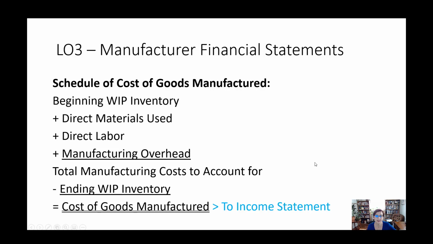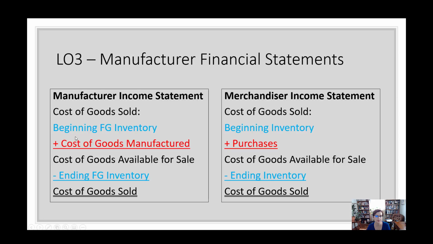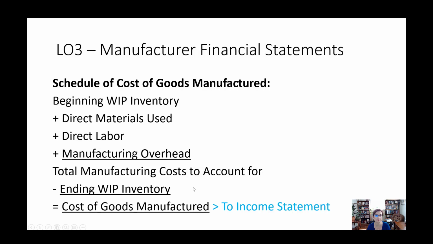All right. Then you have the schedule of cost of goods manufactured, and that's how you come up with the number. So this number here is going back to our income statement, the cost of goods manufactured. This is kind of a skeleton of a cost of goods manufactured schedule. There are some details that you would have to put in here, and you'll see those in another video and also in your book. So beginning work in process inventory, that's easy.